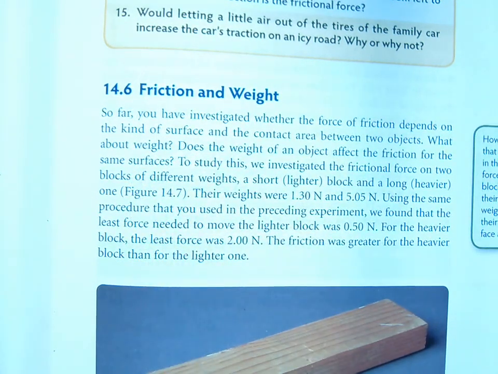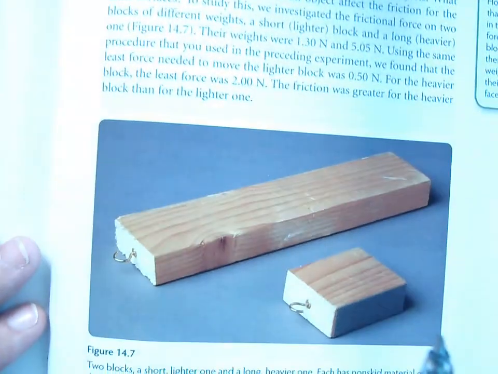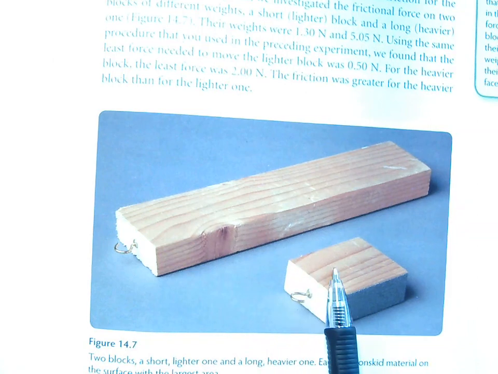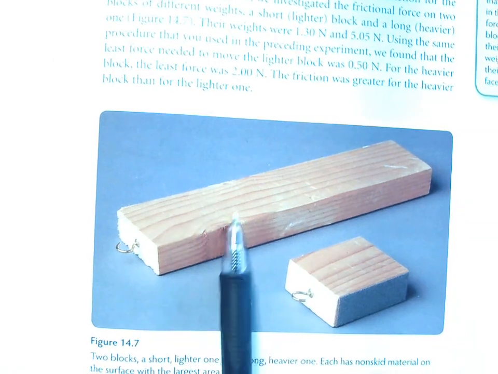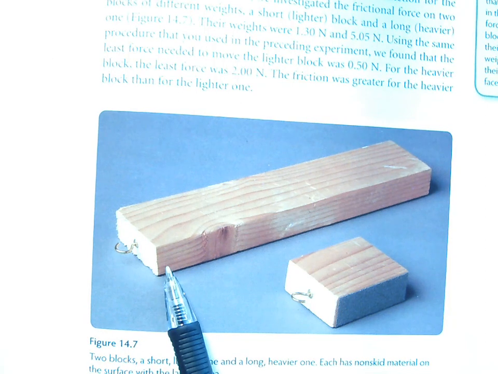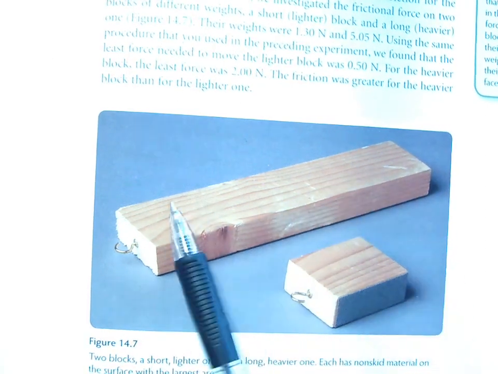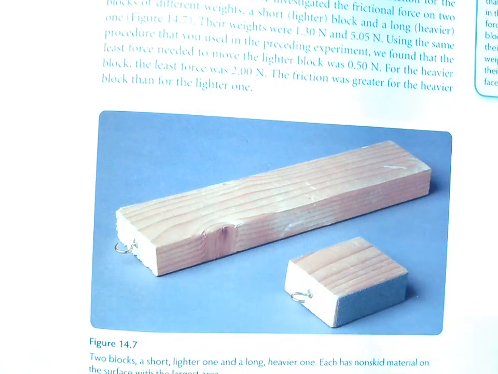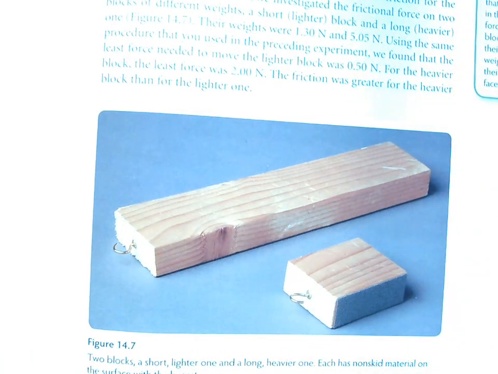So this section goes on to say, well, what about the weight? Does the weight of an object affect the friction for the same surfaces? So if we're going to look at these two blocks, let's look down here. These two blocks, clearly this one's larger than this one. So this one has a greater mass, but we're going to keep the surface type constant. So it's that same smooth surface that we're going to use in this particular experiment, which they're going to talk through here.